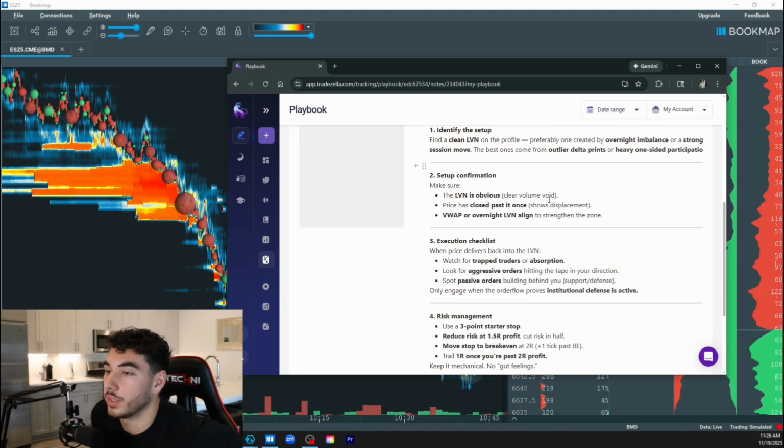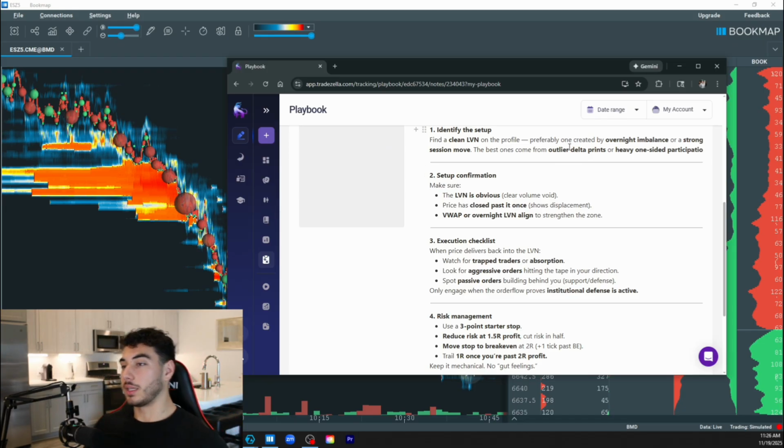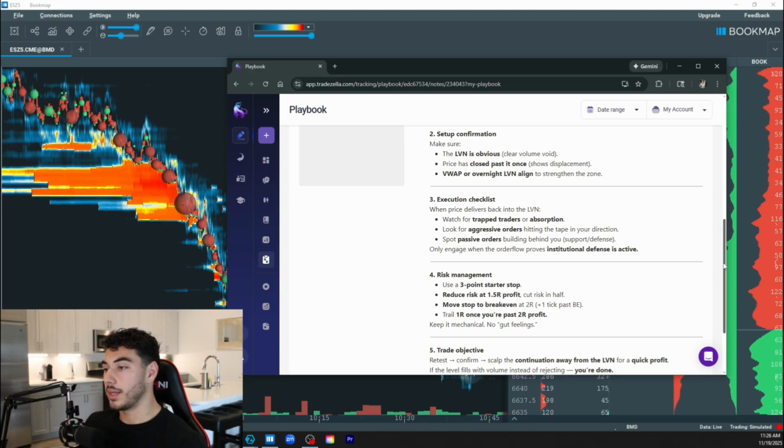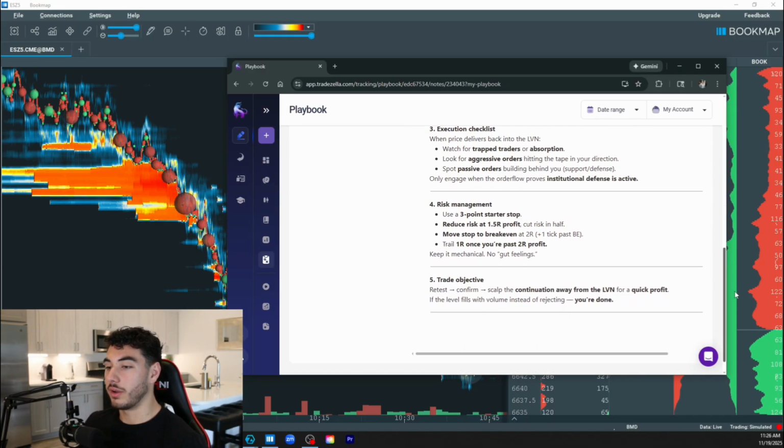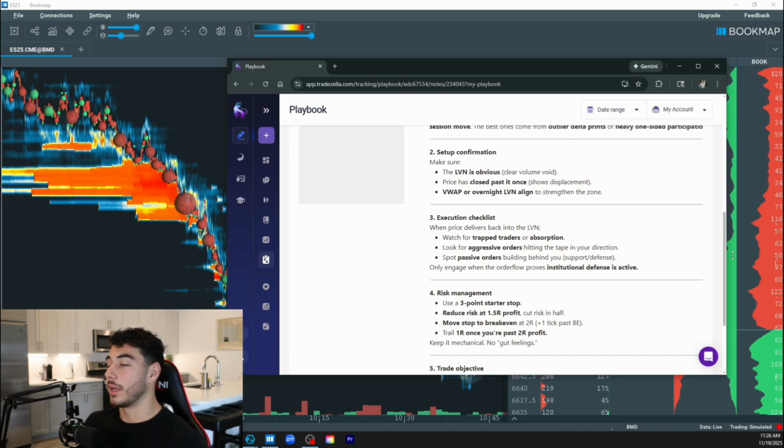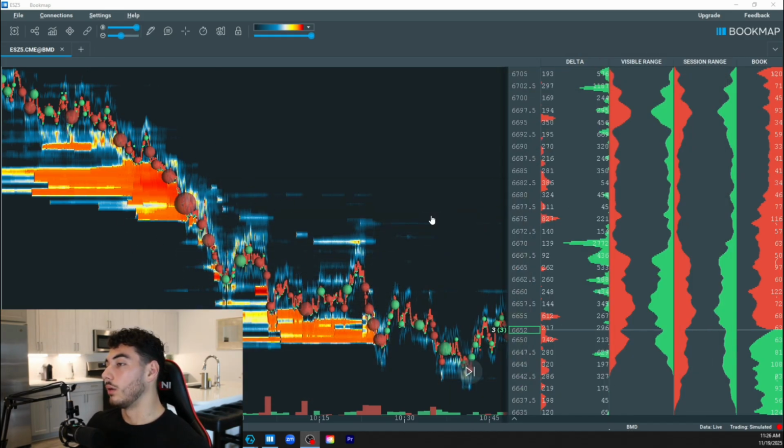You could pause this and read it yourself, but identify the setup, find a clean, low volume node on the profile, preferably one created by overnight imbalances or strong session moves. The best ones come from outlier delta prints, like the really big ones, or heavy-sided participation, like we saw here. You can pause this and read it. It's very simple to read. I won't read it again. But essentially, this is a great example of how I trade.